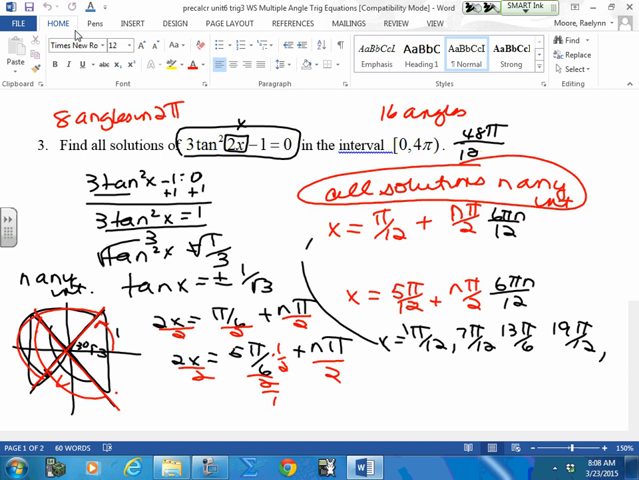And we said we should get 8 angles in the first one, 8 angles in the second one. We just have to keep doing this a number of times. 25 pi over 12. 31 pi over 12. 37 pi over 12. 43 pi over 12.